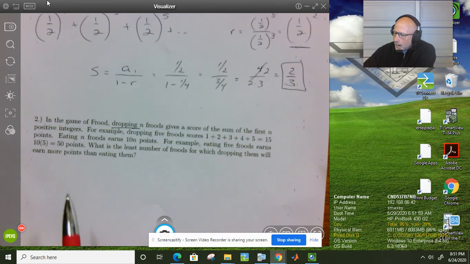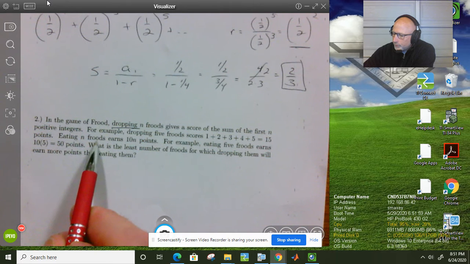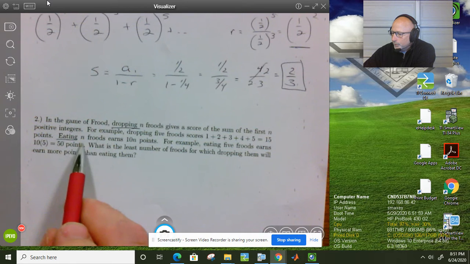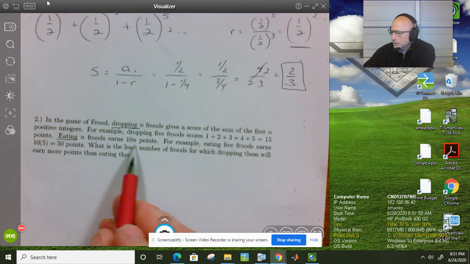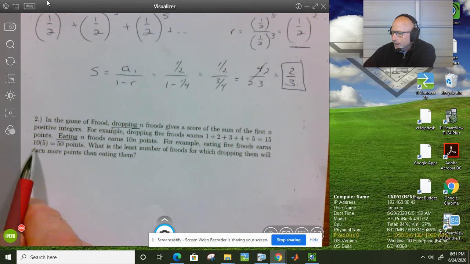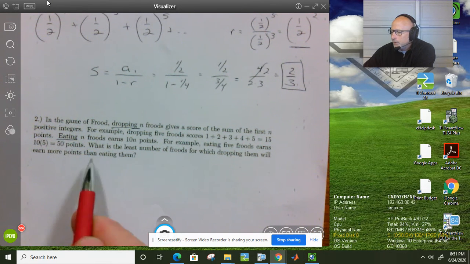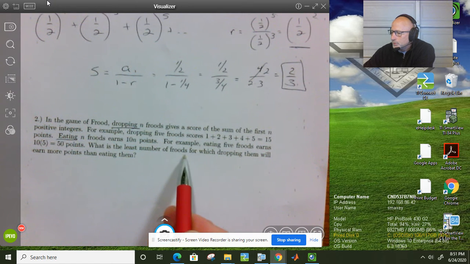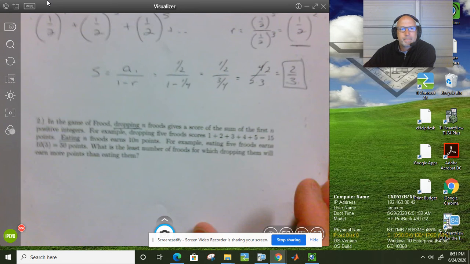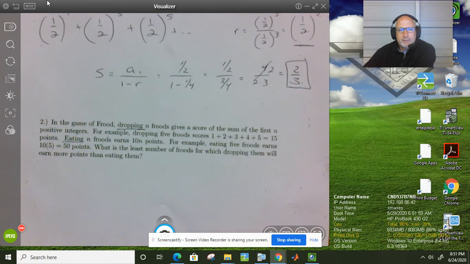Okay? Now, eating n fruits, so we have 2 different events here. We have dropping and we have eating. So eating n fruits earns 10n points. For example, eating 5 fruits earns 10 times 5, 50 points. Okay, so what is the least number of fruits for which dropping them will earn more points than eating them?